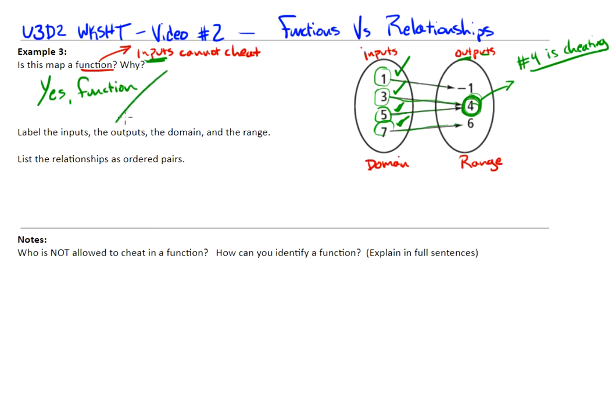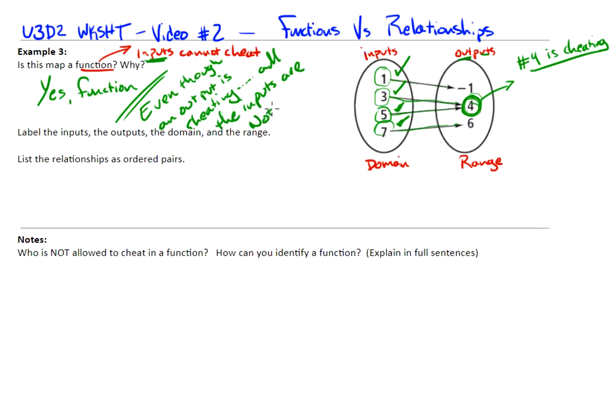Okay? So we could even say, even though an output is cheating, all the inputs are not cheating, so it is a function.